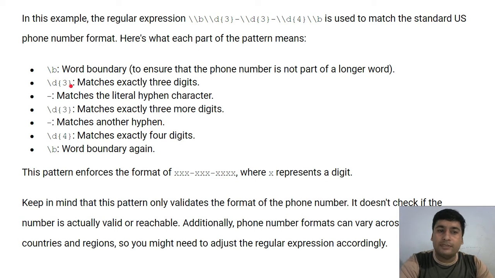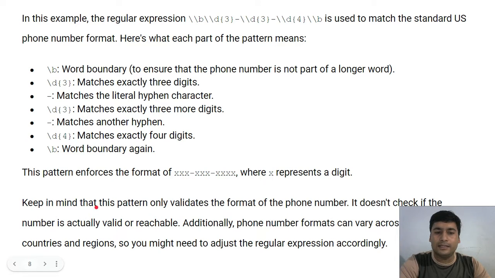And \d{3} matches exactly 3 digits, so only 3 digits will be possible in this. After that, a hyphen is required; the hyphen matches the literal hyphen character. Then after \d{3}, only 3 digits you can give, and then again a hyphen, then after \d{4} you can give 4 digits, and after that \b, the word boundary again. So this pattern enforces the US format where the X represents a digit.